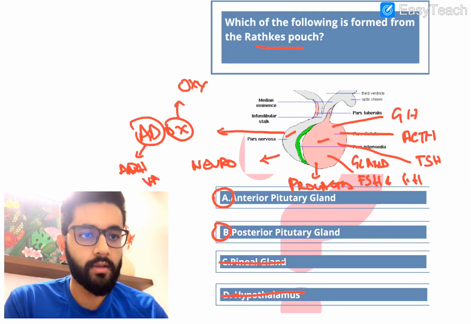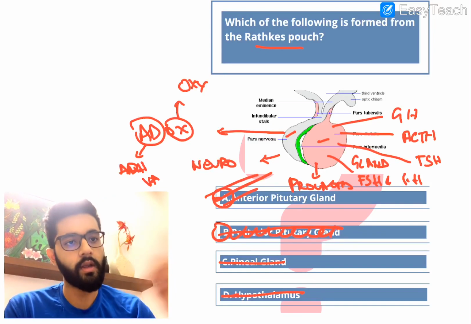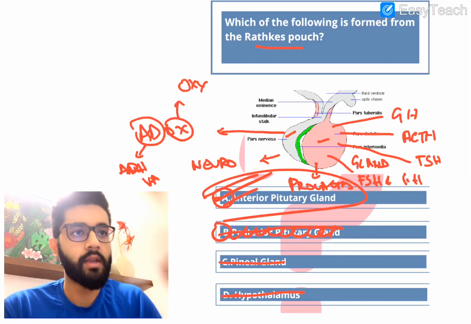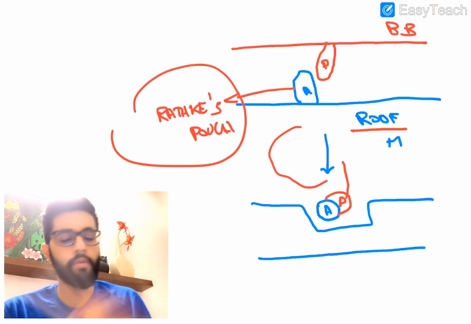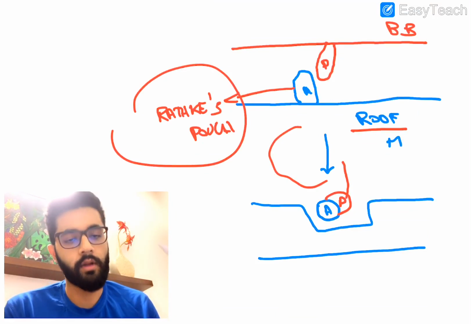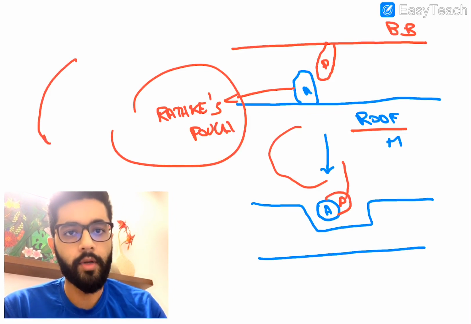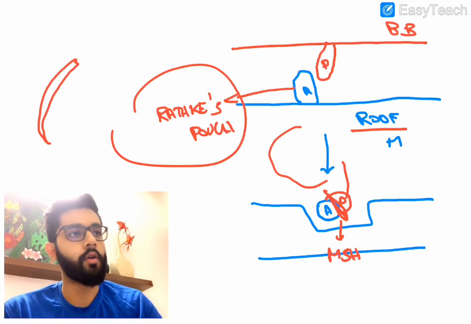So the answer is anterior pituitary, not posterior. Posterior is just an extension of the brain. So Rathke's pouch forms the anterior pituitary gland. One more topic I would like to add: there is also a middle pituitary which lies between the two, and that mainly produces MSH, melanocyte stimulating hormone.